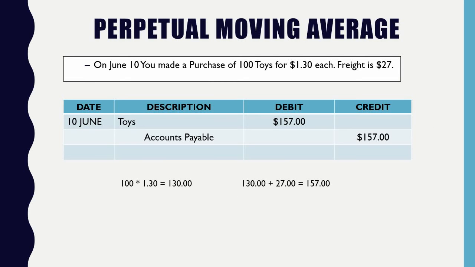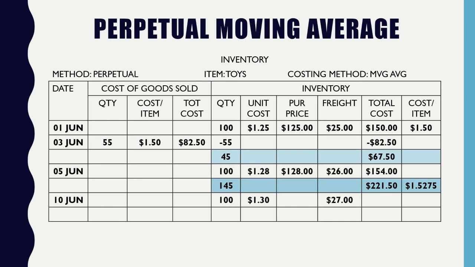So then on June 10, I end up purchasing an additional 100 toys at $1.30 with a freight of 27. So in this case, new batch of inventory. So I'm going to solve for that. It's 130 for my purchase price plus 27 is going to give me 157.